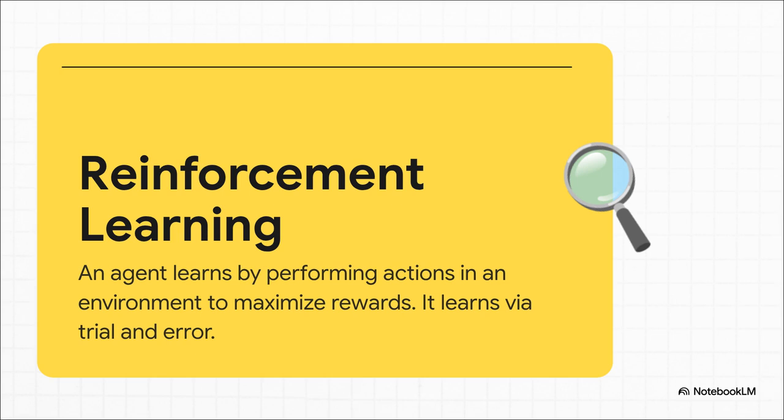Reinforcement learning is all about learning by doing, pure trial and error. You have an agent, think of a robot or an AI in a video game, and it takes actions in an environment. When it does something good, it gets a reward. When it does something bad, it gets a penalty. And over millions of tries, it literally teaches itself the best way to do things to get the most rewards.